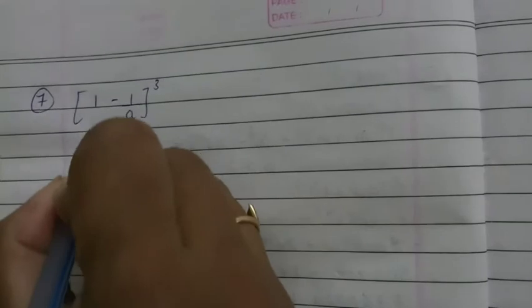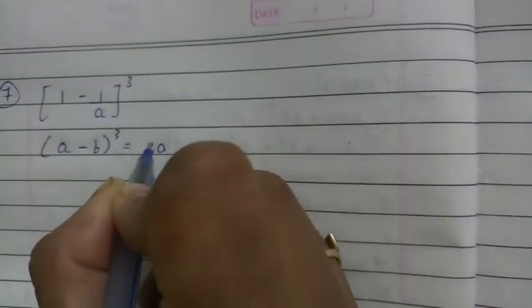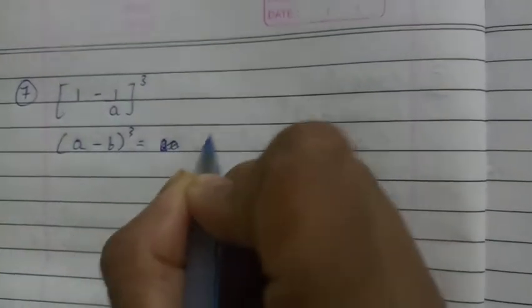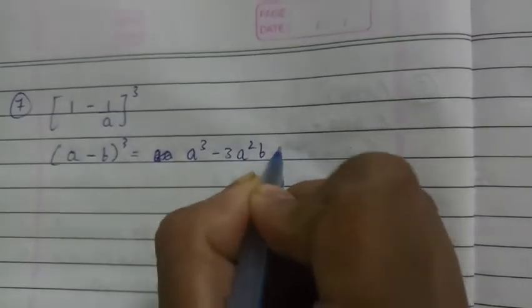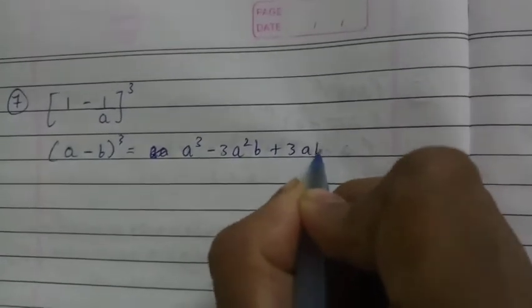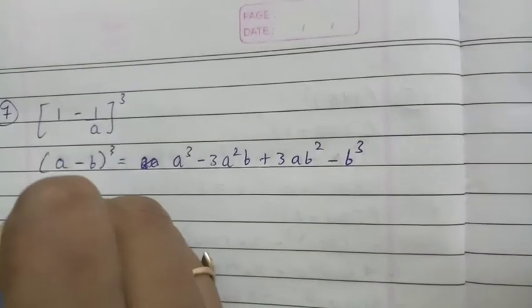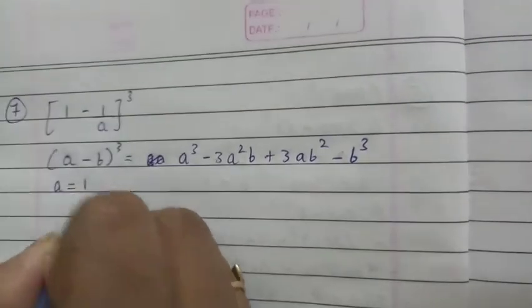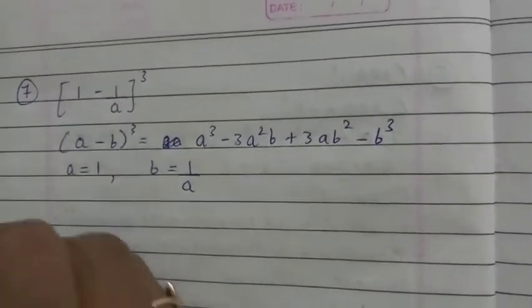1 minus 1 upon a whole cube. Again you can put the formula: a minus b whole cube is equals to a cube minus 3a square b plus 3ab square minus b cube. Okay, now compare the values. A is equals to 1 and b is equals to 1 upon a. Now put in the formula.